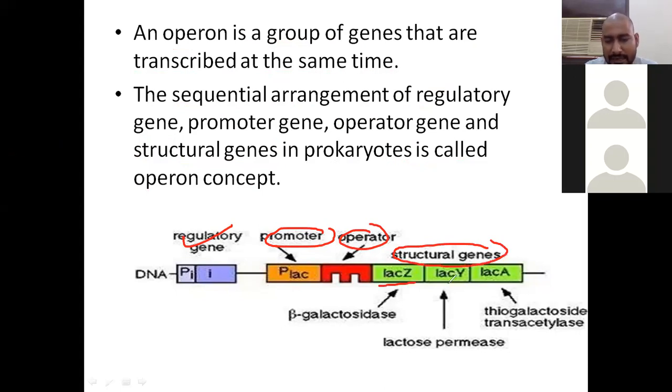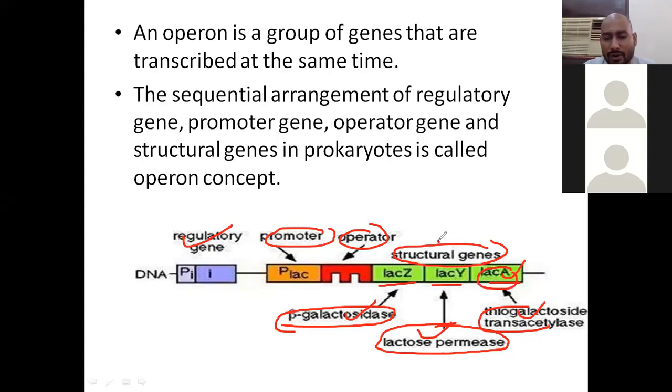First is LAC-Z, LAC-Y, LAC-A. LAC-Z synthesizes beta galactosidase, LAC-Y synthesizes lactose permease, and LAC-A synthesizes thiogalactosidase transacetylase. It synthesizes the three. So this is called the structural gene.